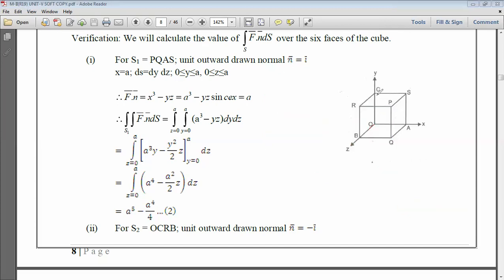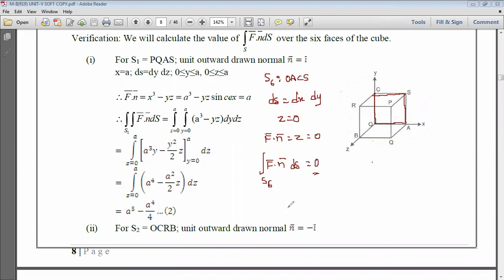So this is S5. And now finally we have only S6. So what about S6? This is the surface S6, OACS. And exactly in which plane is this? ds is in the xy plane, right? So ds is equal to dx dy. And what about z in the xy plane? Z is 0. So obviously f bar dot n bar is equal to z, that is nothing but 0. So it means the integral of f bar dot n bar ds over the sixth face S6 is equal to 0.